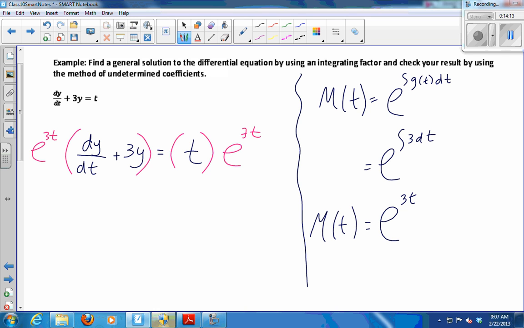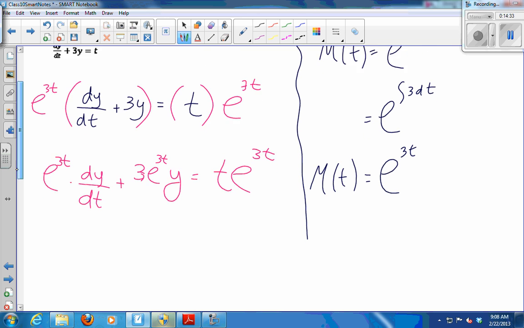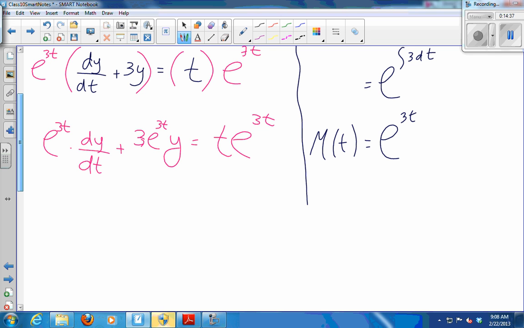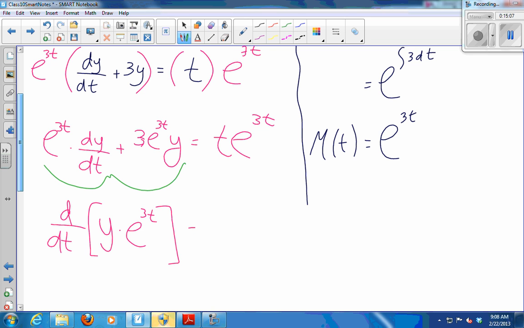So I distribute and I get e to the 3t times dy/dt plus 3e to the 3t times y equals t e to the 3t. Now the left-hand side of this equation, that's the product rule. That's d/dt of the product of what two functions? Mu and y. Yep, mu is e to the 3t. So this is d/dt of the product of mu and y. Mu we know, y we don't. So this is y times e to the 3t.